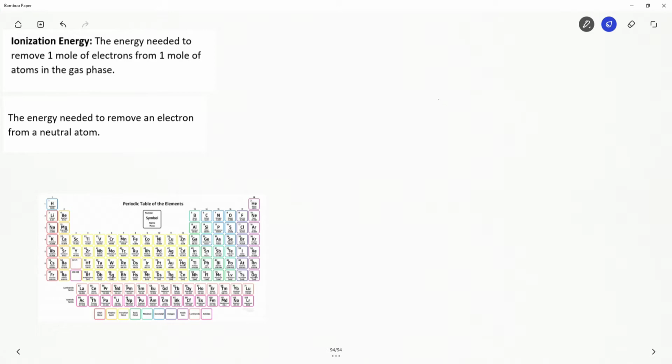Our trend in ionization energy is to decrease as we move down the periodic table. As we move from left to right, ionization energy increases.